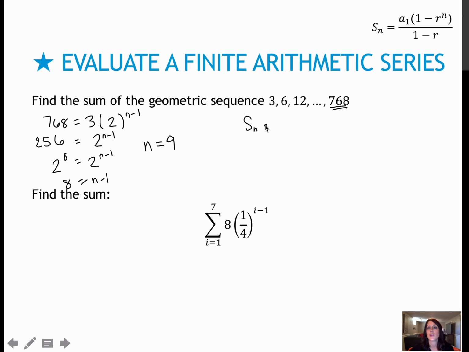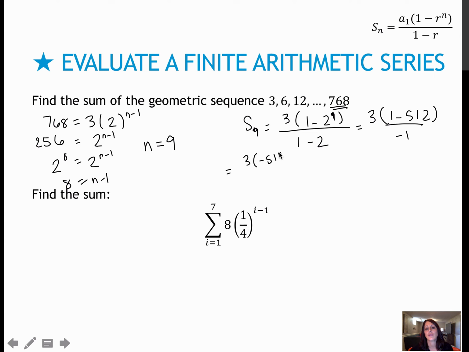So to find the sum of the first 9 terms, I would take my first term, which is 3, times 1 minus 2 to the 9th, over 1 minus 2. So I have 3, and then 1 minus 2 to the 9th, which is 512, and then 1 minus 2 is negative 1. So that gives me 3 times negative 511 over negative 1, so I'm just going to call that a negative 3. I'm going to multiply those two values together and get 1,533 is my sum.